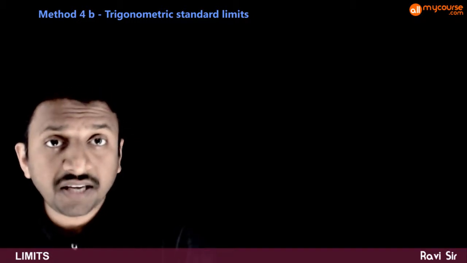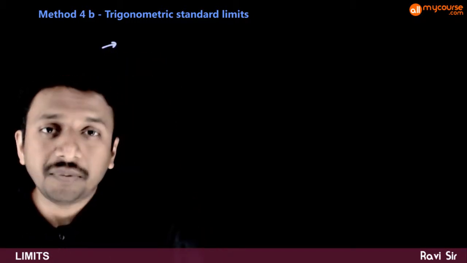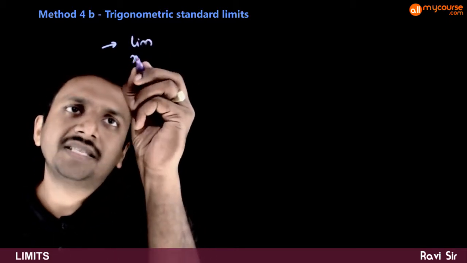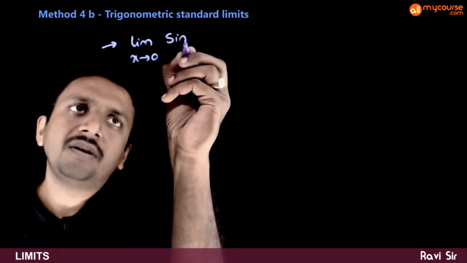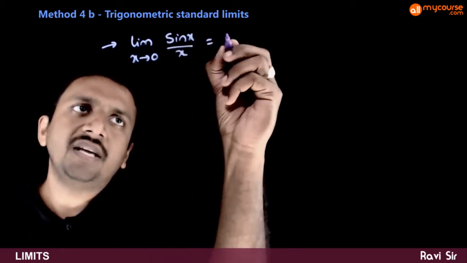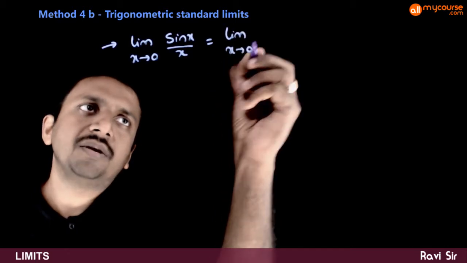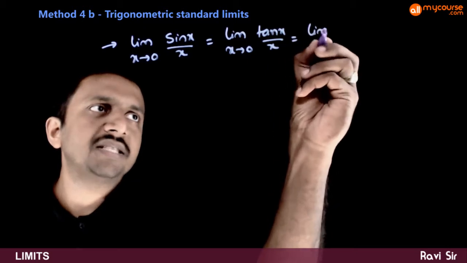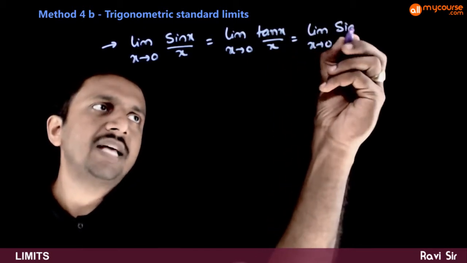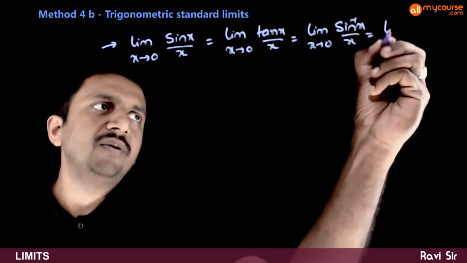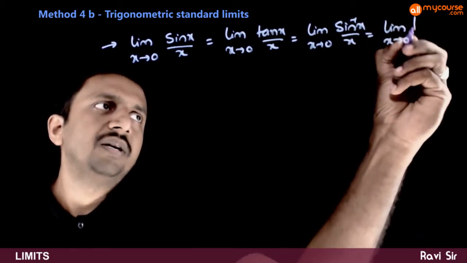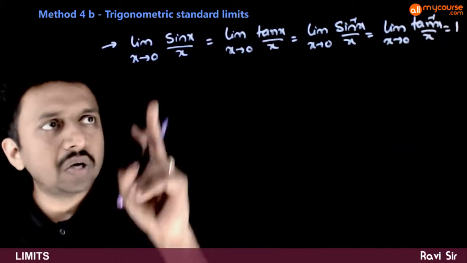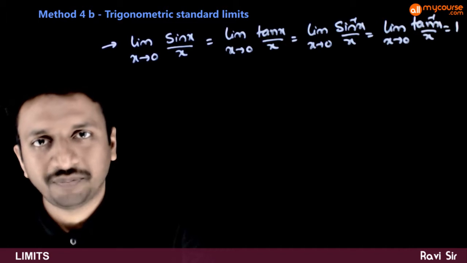Next, as we have seen, in trigonometric standard limits, you have four basic formulas. Limit x tends to 0, sin x by x is equal to limit x tends to 0, tan x by x is equal to limit x tends to 0, sin inverse x by x is equal to limit x tends to 0, tan inverse x by x is equal to 1.